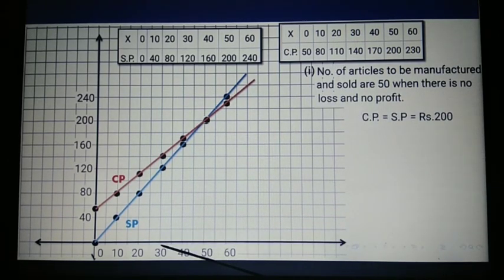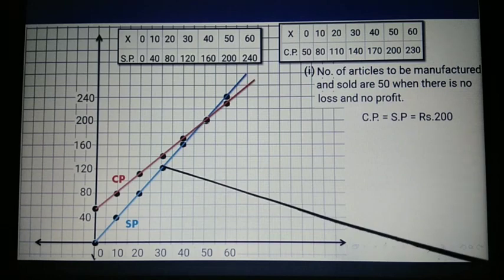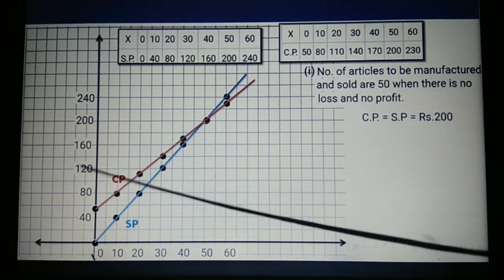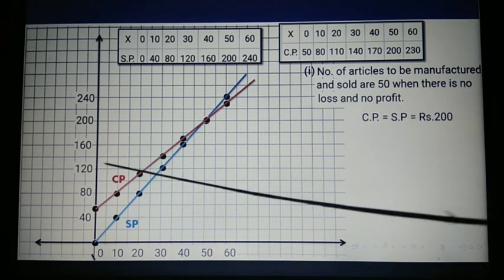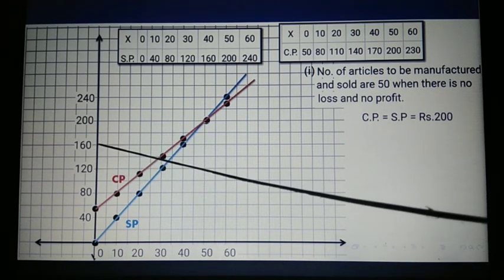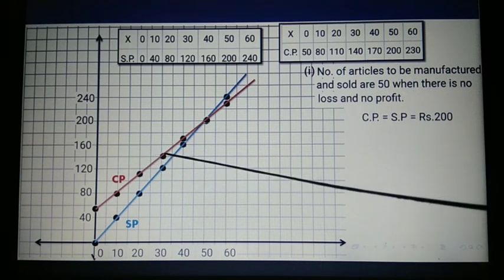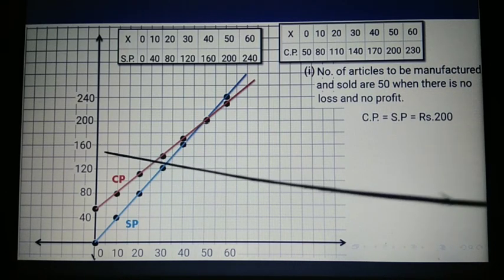So at x equals 30, what is my SP? SP is given to be 120. So this height represents your SP, and your CP is how much? In between 120 and 160, what is lying? It is 140, right? So this is 140.